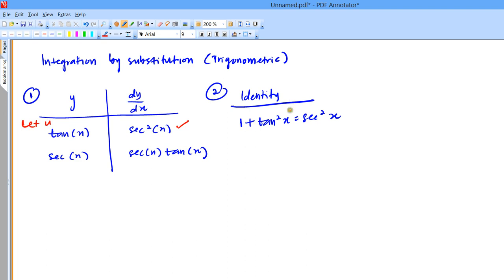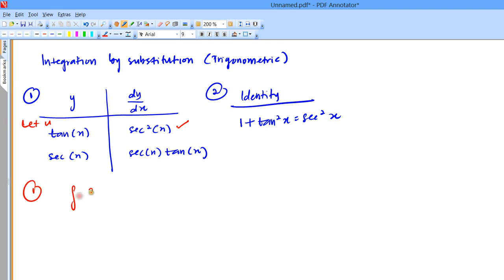Number 2, when we want to split a term, we can use an identity: 1 plus tangent square x equal to secant square x. Okay, let's see the first example.